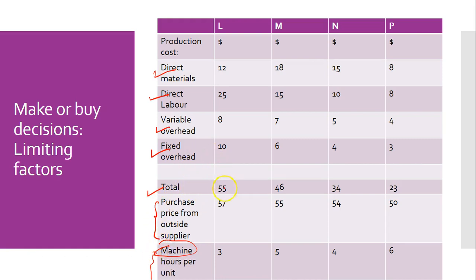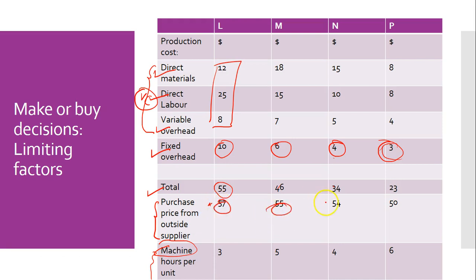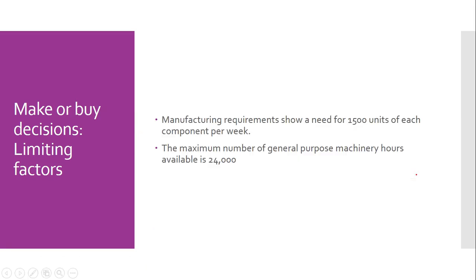Now, don't be fooled by this figure here. We're not interested in fixed overheads. We're not interested in these figures at all. Remember, we're very much in the short term. We're only interested in these top figures of variable cost, in the marginal cost world. So I need to adjust to find out what these figures actually are. Either I take these away from the total cost figure, and then I can compare those figures with the purchase price from the outside supplier.